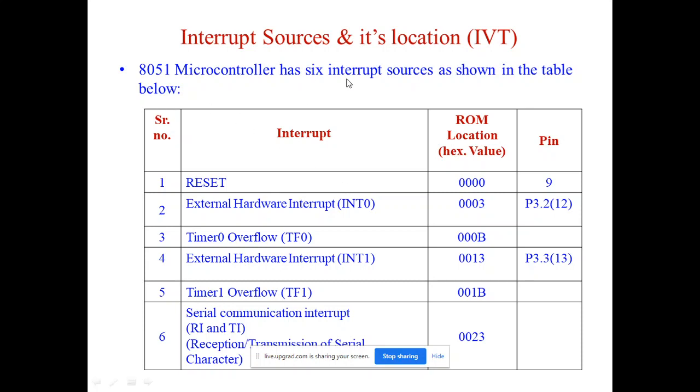Before going to the ISR, the controller takes the starting address of the ISR from the respective location. According to which type of interrupt is generated, it takes the starting address of the ISR from that location.